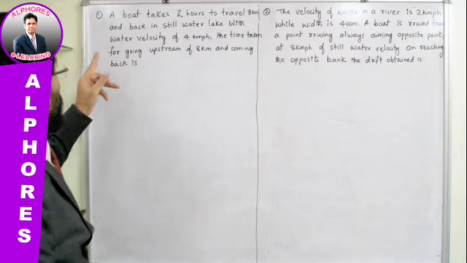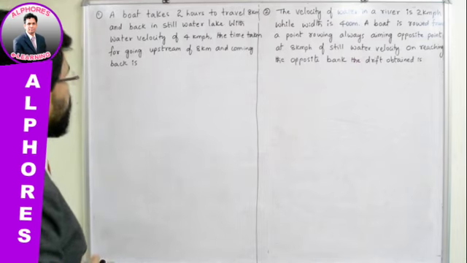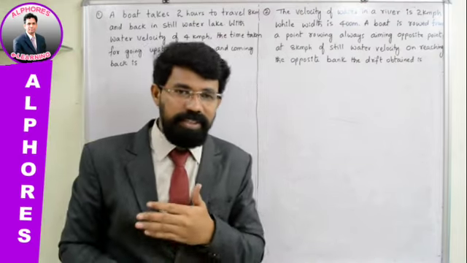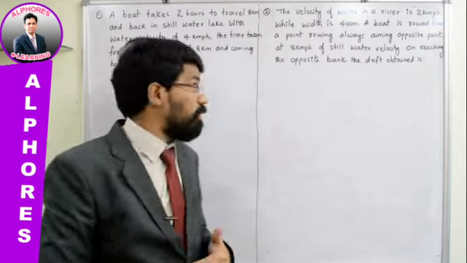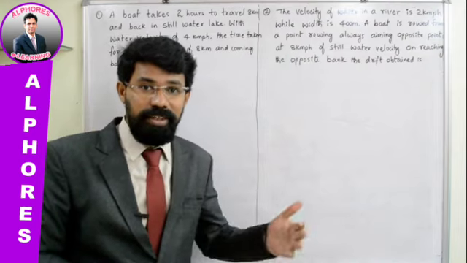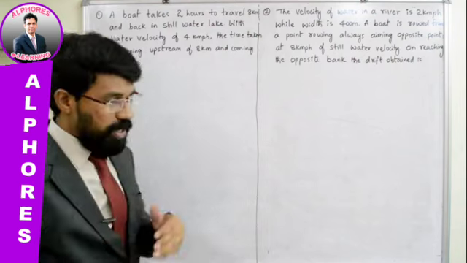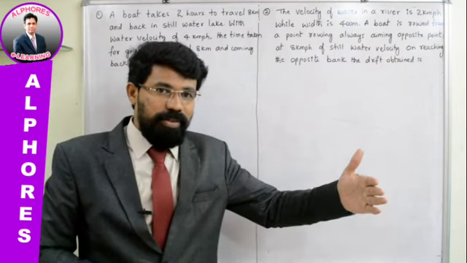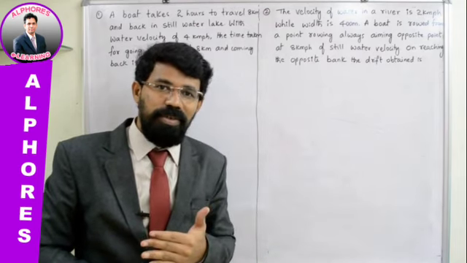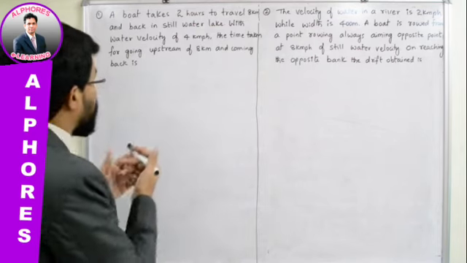With water velocity of 4 km per hour, find the time taken for going upstream 8 kilometers and coming back. Now in the second case, the river flow is there and it is maintaining a velocity equal to 4 km per hour. So the water in the lake is flowing with a velocity equal to 4 km per hour. Now the boat has traveled upstream a distance equal to 8 kilometers and again traveled downstream a distance equal to 8 kilometers. So we have to find out the total time taken.